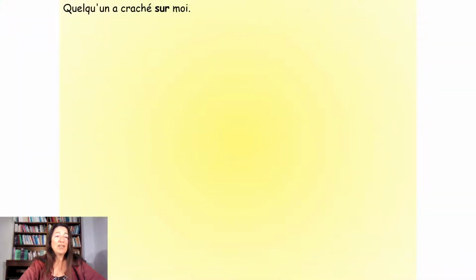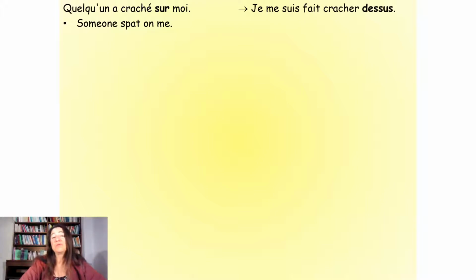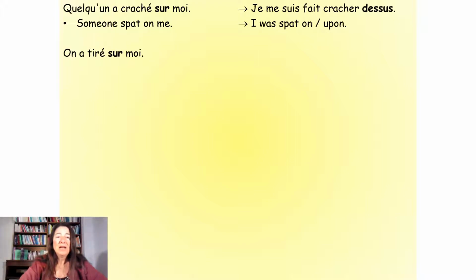So, quelqu'un a craché sur moi. We might go from this active voice sentence to je me suis fait cracher dessus, which might be regarded as having a more passive meaning. But it's not really a passive voice sentence anyway. And in English, someone spat on me has a direct corresponding passive sentence because you can very well say, I was spat on, I was spat upon. So let's look at more examples before we draw a conclusion.